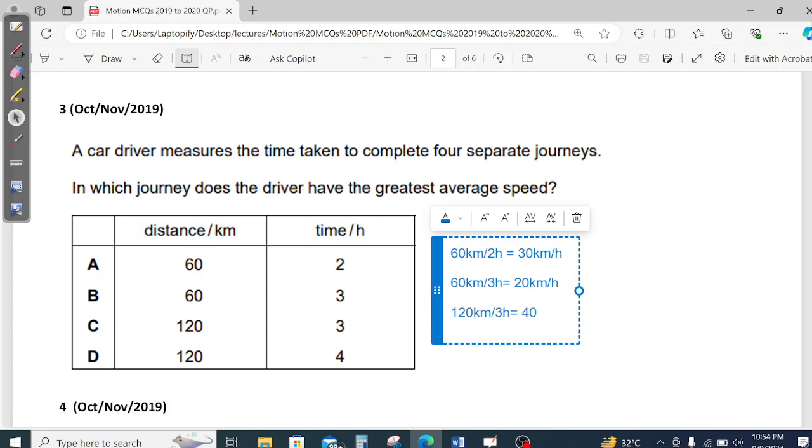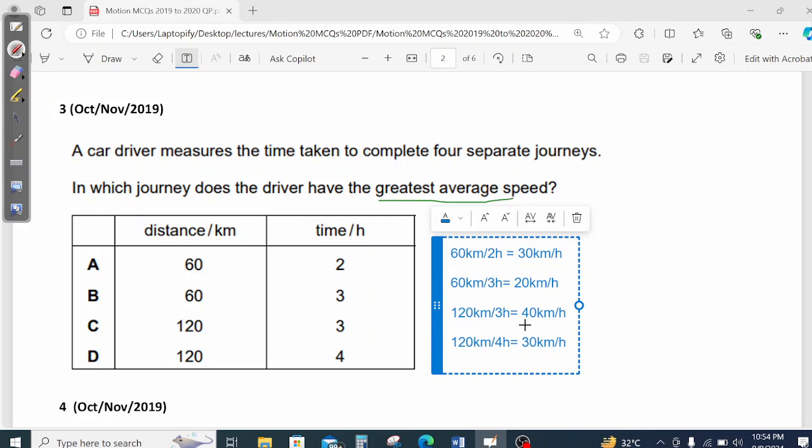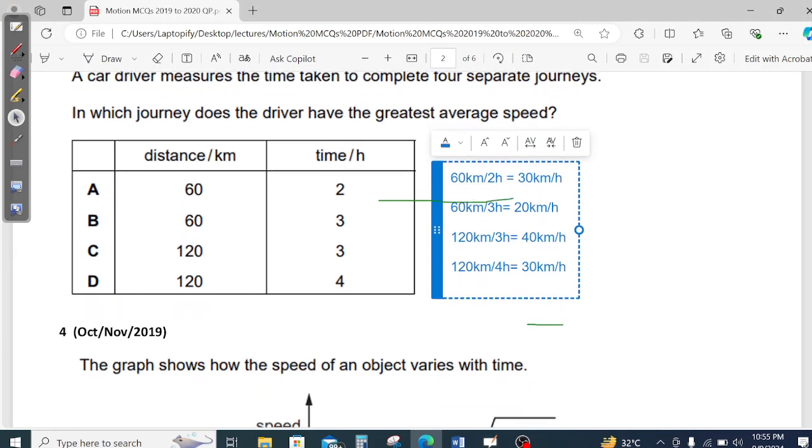40 km per hour. Next is 120 km divided by 4 hours, you will get 30 km per hour. So look, you have to find the greatest speed. So your greatest speed is 40 km per hour. This is your C option. Okay, without solving all these options you cannot identify the correct option.